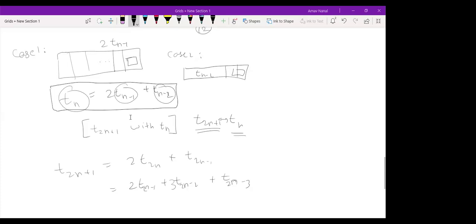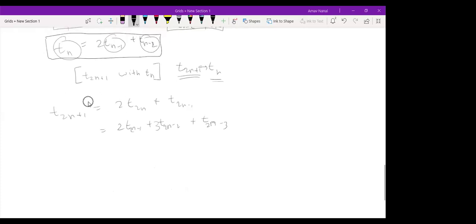I tried that for the 1 by n block. So for the 2n plus 1 strip, we can divide it into T of n for the first n blocks, the second n blocks, and the last block.